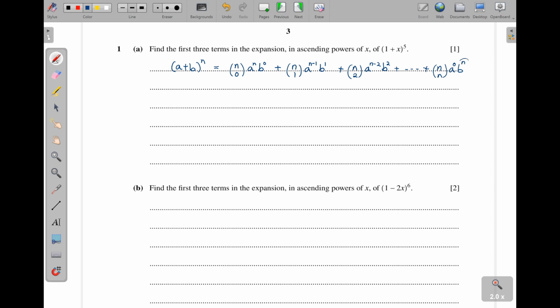So you realize that the power of b is the one that is in the combination down here. You see? So that is that. Now, when we have (1 + x) to the power of n, actually this is a 5, so we shall have 5 combination 0. Then our a is a 1, so power 5, and then our b is going to be this x, now power 0. Then 5 combination 1, x now power 4.